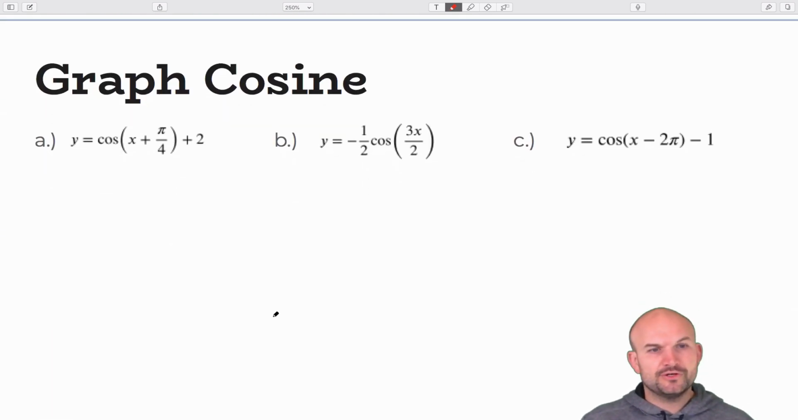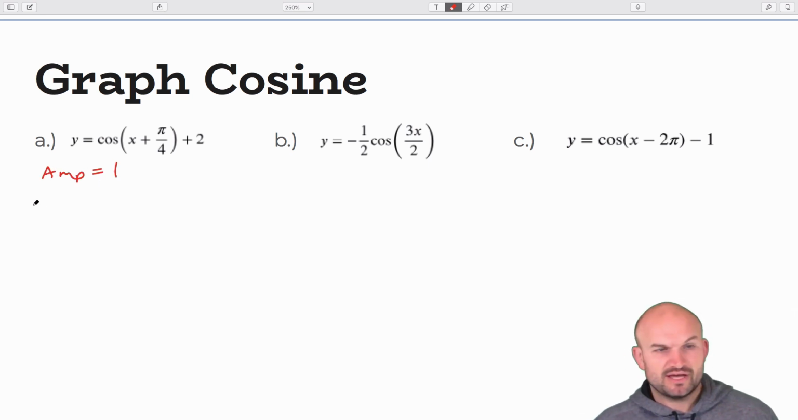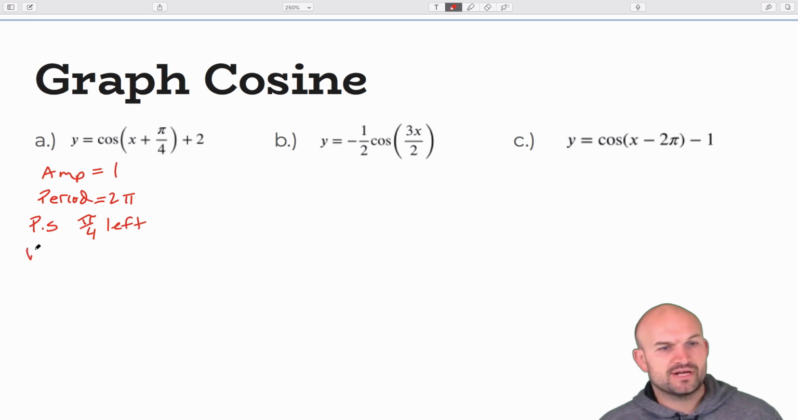All right, let's go ahead and do these 3 problems. So again, in this one, the amplitude is just going to be 1, absolute value of 1. The period is just going to be 2 pi. 2 pi divided by b, again, same definition. Here we're going to have a phase shift of pi over 4 to the left. And we're going to have a vertical transformation of up 2.